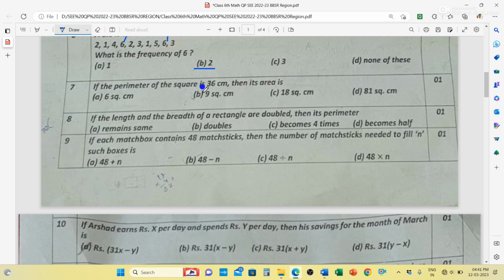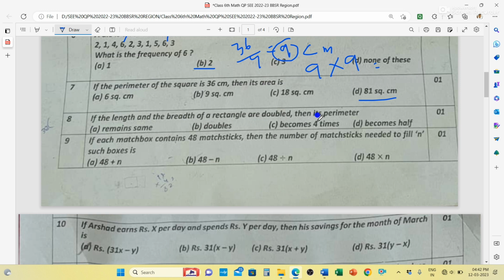If the perimeter of the square is 36 centimeter, then its area. So first we have to calculate the length of each side. Perimeter is 36, then the length of each side will be perimeter divided by 4, because perimeter equals 4 into side. So 36 by 4 equals 9. So the length of each side is 9 cm. Then area of a square is side into side. So 9 into 9 equals 81 square centimeter.